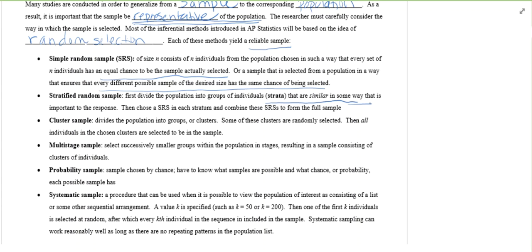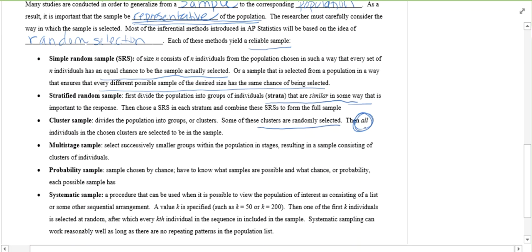Okay, cluster sample. It divides the population into groups or clusters. Some of these clusters are randomly selected. Okay, so we randomly select a cluster. Then all individuals in the chosen cluster are selected to be in the sample.